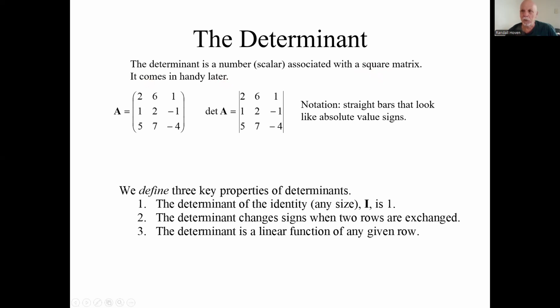I don't know why we're doing it, but it's going to come in handy later. If here's a square matrix, we say its determinant is this notation here, these straight bars that look like absolute values. Remember, the determinant is a number. So this is a matrix. This is a number. Maybe you've already had a determinant before.